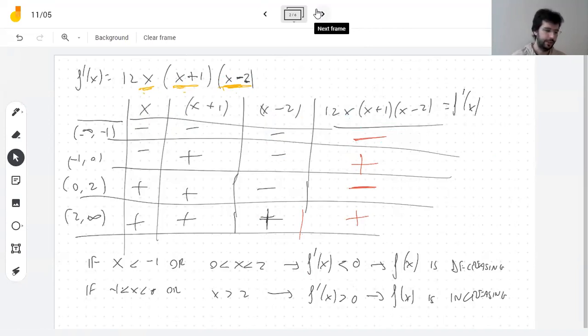And then you keep going. If x is bigger than negative 1, well, x is negative, but x plus 1 becomes positive. And if we're between negative 1 and 0, x minus 2 is negative, and now I have the product of two negatives, so it's a positive. And you do this for all the intervals.